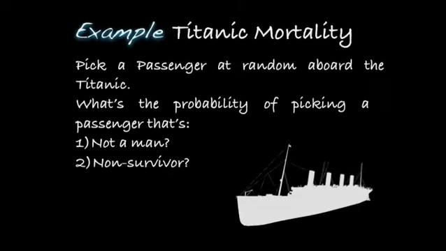Back to the Titanic mortality table. Once again, we're going to be using information from this table to answer probability questions. If you pick a passenger at random aboard the Titanic, what's the probability of picking a passenger that's 1, not a man, 2, a non-survivor?